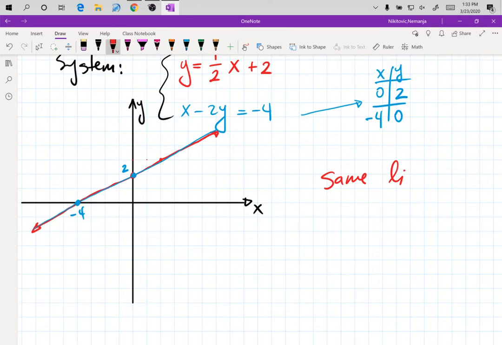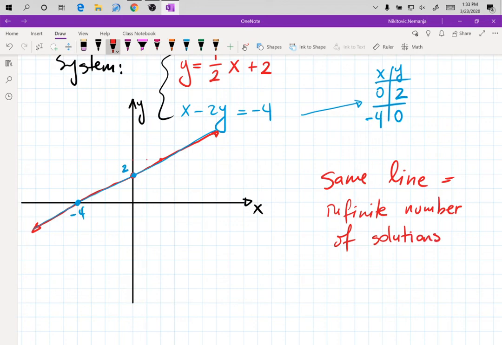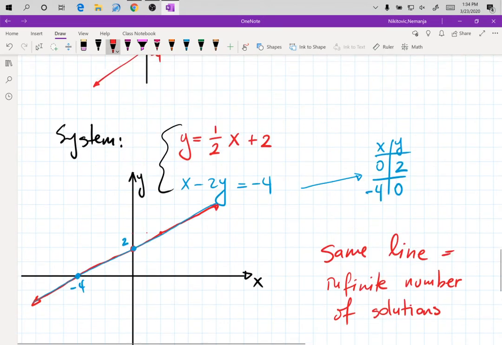So, same line. And if it's the same line, that means infinite number of solutions, because they intersect at every point and there are infinitely many points all clumped next to each other. Therefore, that's what we have. So you have seen all 3 possibilities.